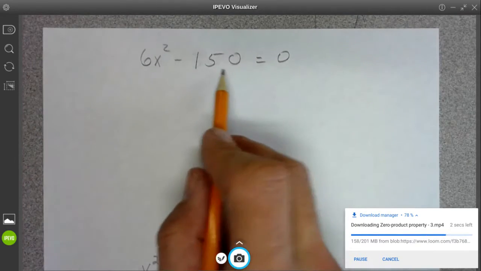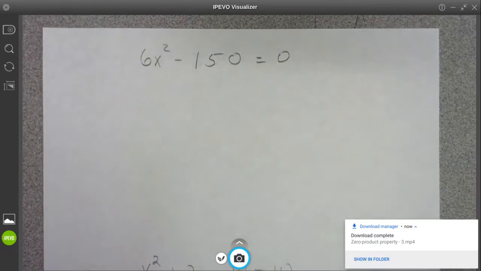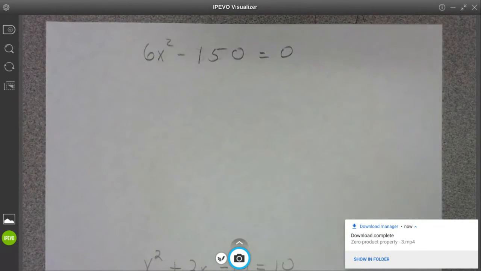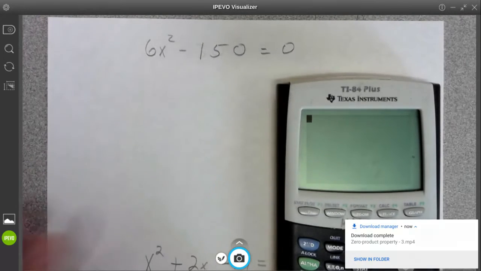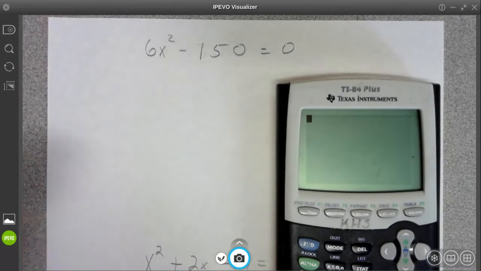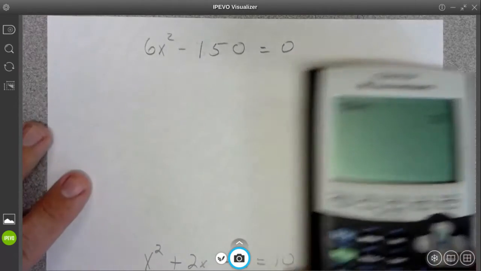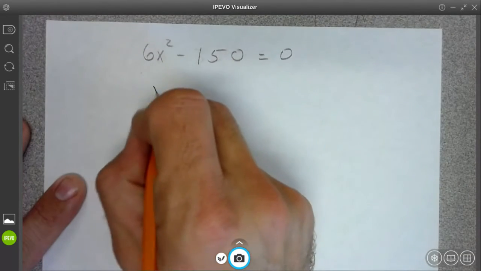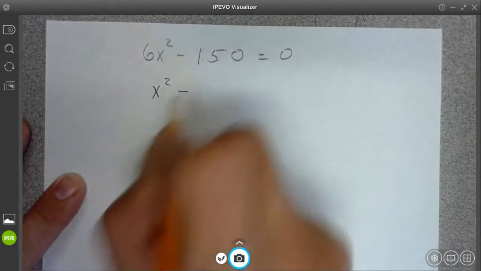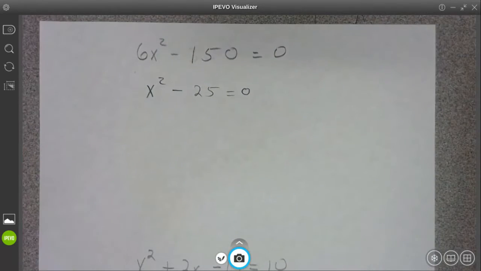I'm going to go ahead and factor out what I can. So I know 3 goes into both of those. Actually, 6 does too. So I'm going to divide the whole equation. I'm not just going to factor out a 6, I'm going to divide the whole equation by 6. So I get a 25 there. So if I divide by 6, this is going to give me x squared minus 25 equals 0.